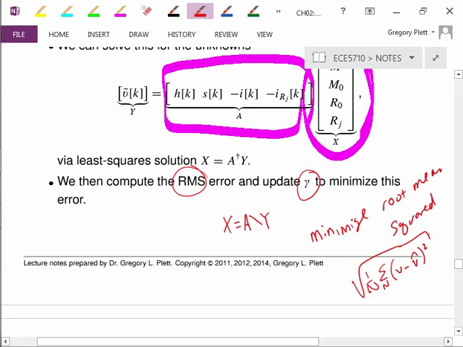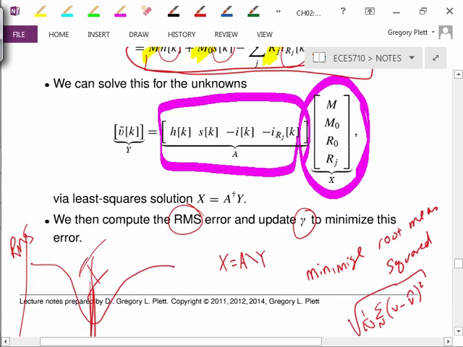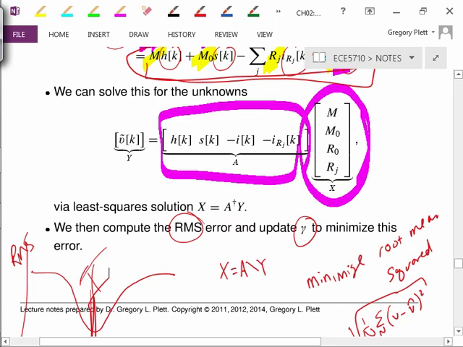There are lots of ways of making that optimization work, but you could simply scan gamma over a range of values and look for a minimum, and the function is fairly smooth, I've seen. So you might get something like this. This is gamma, and this is RMS error, and you'd say, this is the value of gamma to use. It gives the least RMS error somewhere in there. And I would also use the X parameters, M, M0, R0, and Rj, corresponding to that gamma. And that is the best model that I have that matches the lab test data that I collected.